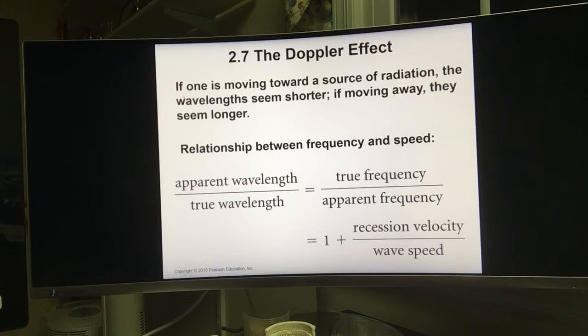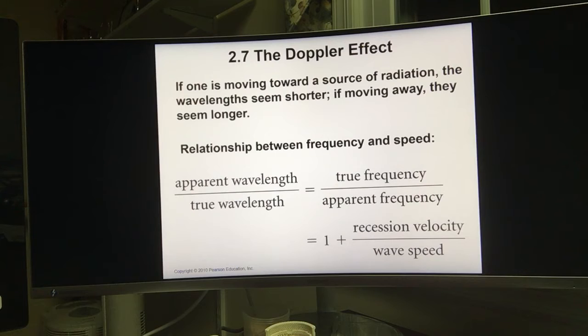So if one is moving toward a source of radiation, the wavelengths actually seem shorter. If moving away, they seem longer. Think about the visible spectrum: when a wavelength is shorter, it moves towards the blue light direction, right? Remember, blue light has higher frequency and shorter wavelength. You have to remember this, especially for the visible light range.